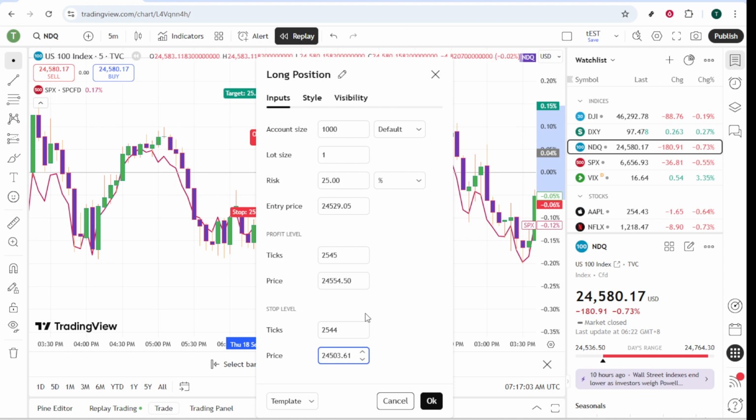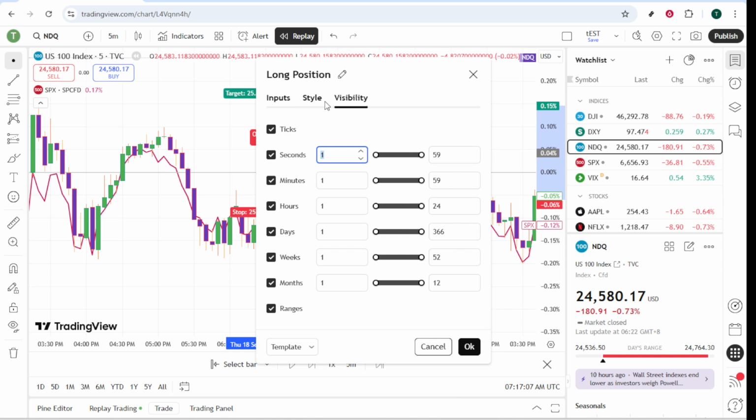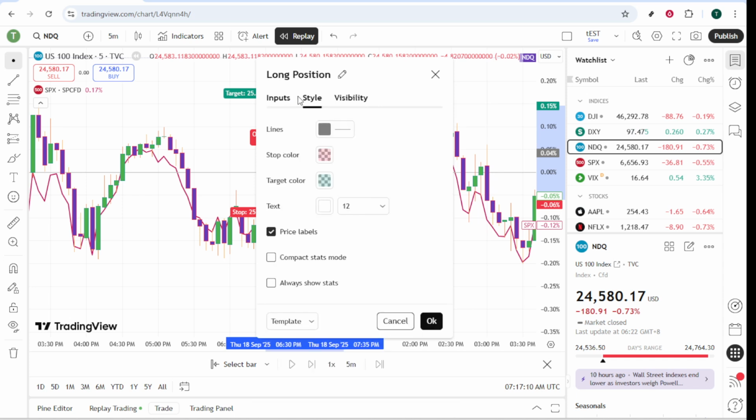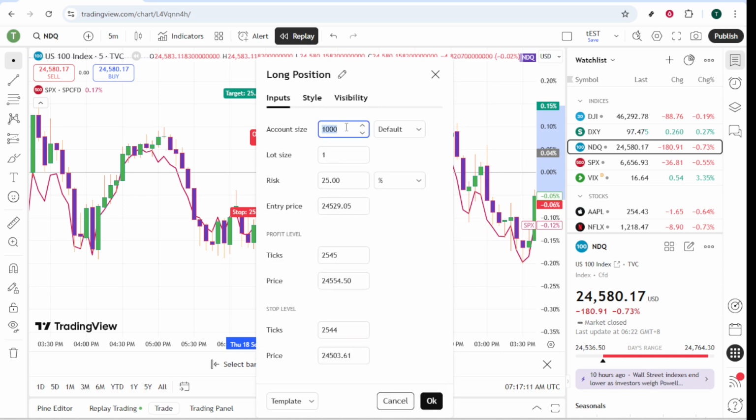Now, for forex traders specifically, there's one additional step to get your lot size. It's essential to remember that for forex, a standard lot equals 100,000 units. Therefore, to determine your specific lot size, you need to divide the number of units that the calculator shows you by 100,000. This simple division will give you your exact lot size for the trade.